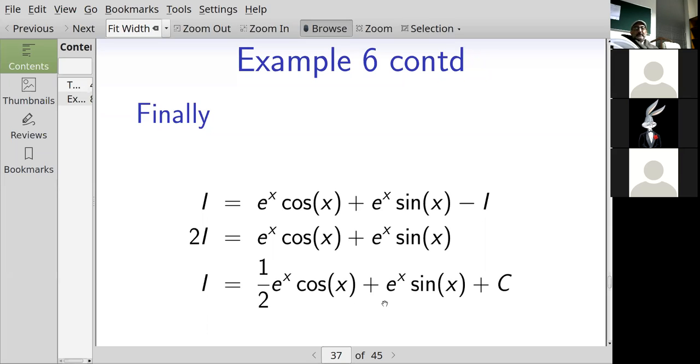Yeah, I'm missing a 1/2, right. I should fix that. 1/2 e to the x sine of x. And this was an indefinite integral, so it should always end with a plus C. Okay. All right. Any questions on this one? Nope. Okay.